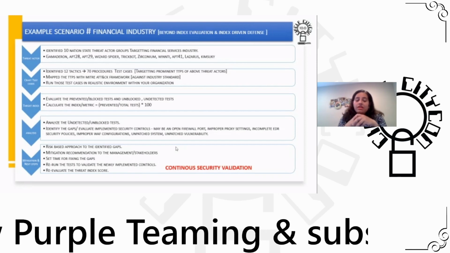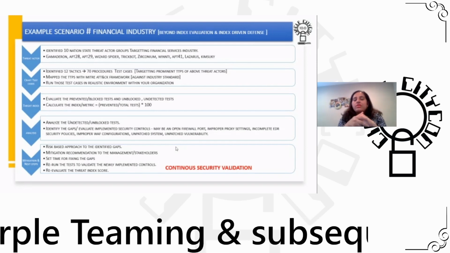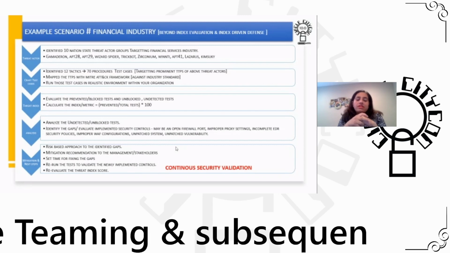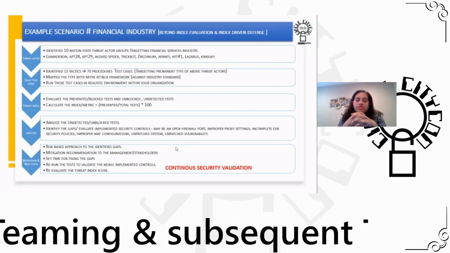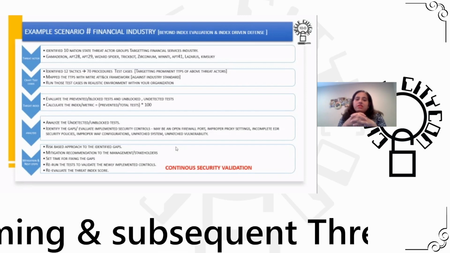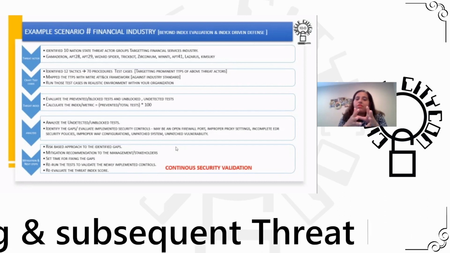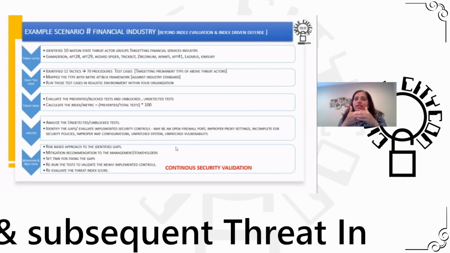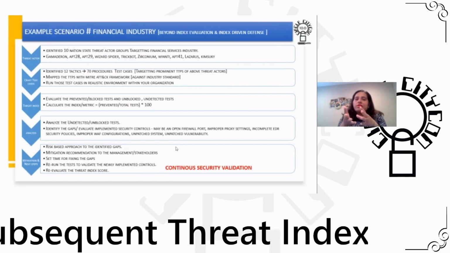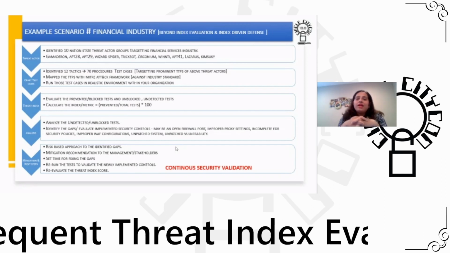We reran the test to validate the newly implemented controls after the set time, when we got a confirmation that the changes had been done by the team or by the stakeholders. We reran the test to validate the newly implemented controls and reevaluated the threat index score, and this is where continuous security validation comes in, to continuously increase the posture of your organization. So this is beyond index evaluation because it helps in continuously providing an outlook on the existing security posture, and how to make it more resilient and more robust, because the threat actors are continuously evolving, and they are continuously changing their tactics.